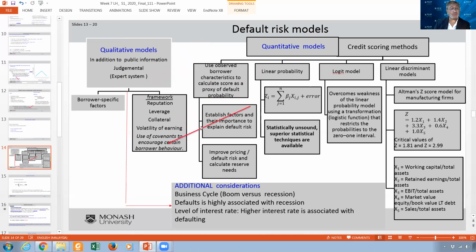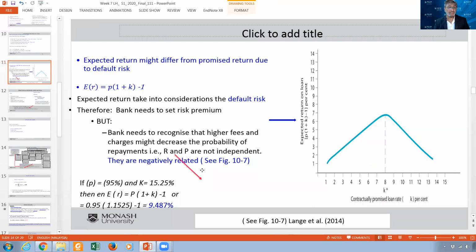Now, we also have to look at the economy when we give loans, and we establish our policy of granting loans. We have to look at the business cycle, boom versus recession. Our expectations should be there. If we think there is a future boom in the economy, then we expect less defaulting. But if we have a recession, we know that most businesses will not do well, and there is a probability that they will default. So default is actually highly associated with recession. And also we have to look at the level of interest rate. Higher interest rates are associated with defaulting, as I explained to you here. When the interest rate is higher, there is a probability that we will default.